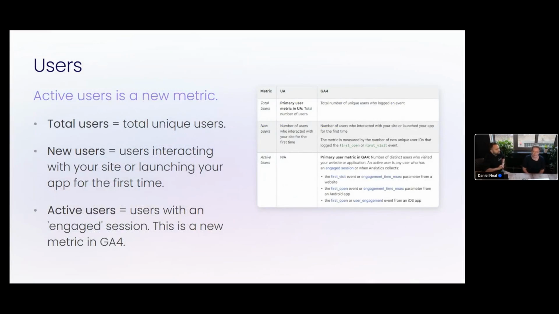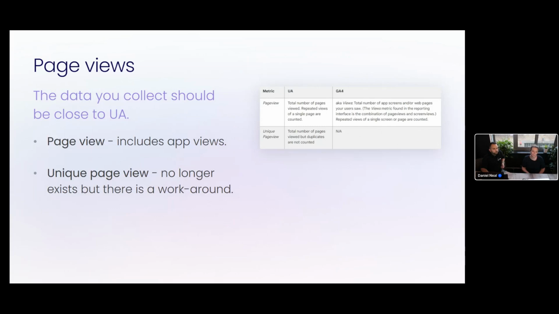Yeah, so first off, total users and new users, not much has changed. It's all based on event data. However, we have seen the introduction of a new metric called active users, which didn't exist in Universal Analytics. So these are users who have had an engaged session, which I'll talk about more later. And these are triggered by specific events, such as a first visit or a first open, for example. It's interesting to hear more about engaged sessions by active users for sure.